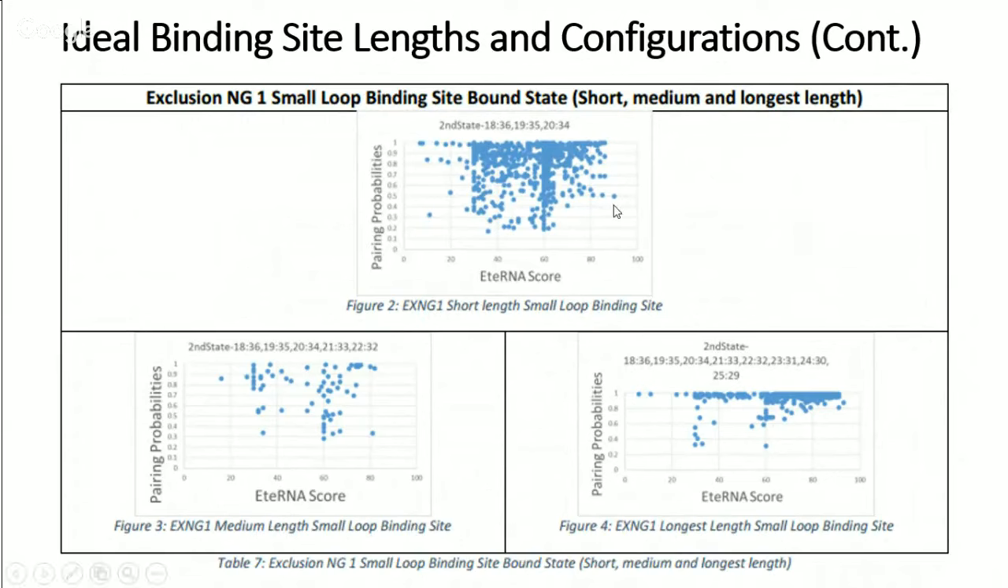And here you can see that there's a little bit around 90, but nothing really up to 100 in the short. Have everything at 80, and there's not a lot. In the longest, you have really a lot of designs up almost to 100. So that's also saying that in the bound state, the longest is the ideal length. So then looking at that, both the unbound and bound state determine that a static long small loop is ideal.